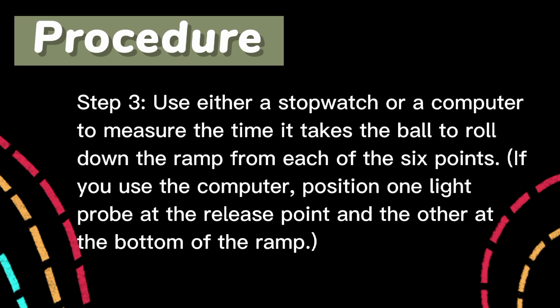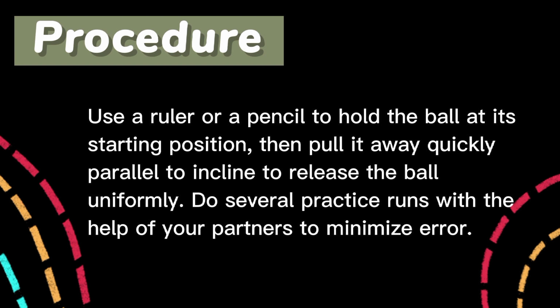Step number 3 is to use either a stopwatch or a computer to measure the time it takes the ball to roll down the ramp from each of the 6 points. If you use the computer, position one light probe at the release point and the other at the bottom of the ramp. Use a ruler or a pencil to hold the ball at its starting position. Then pull it away quickly, parallel to the incline, to release the ball uniformly.